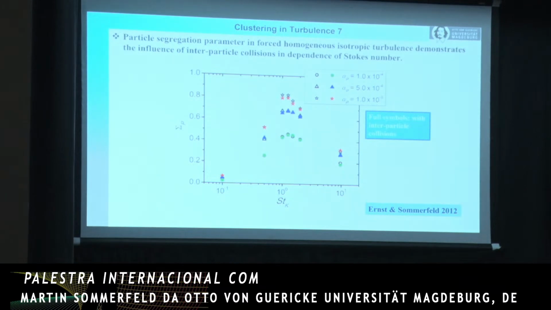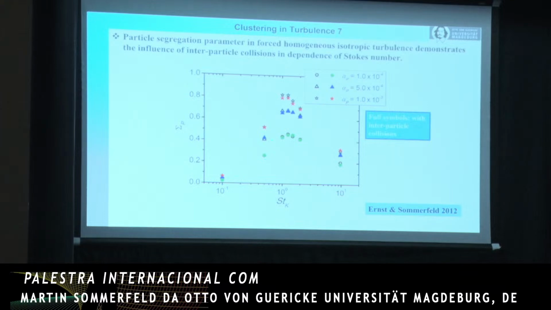Okay, to quantify this effect, this is illustrated here. We have the segregation parameter plotted versus the Stokes number. At low Stokes number, we are here. Then it increases, and as I said before, it decreases again. And there are three volume fractions considered. Yeah, this is fully turbulent, not frozen.